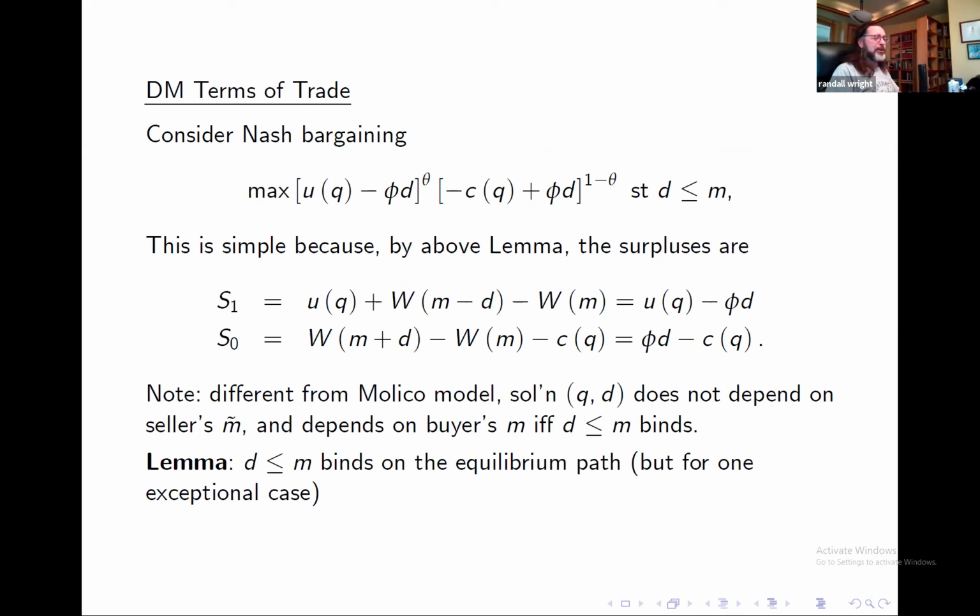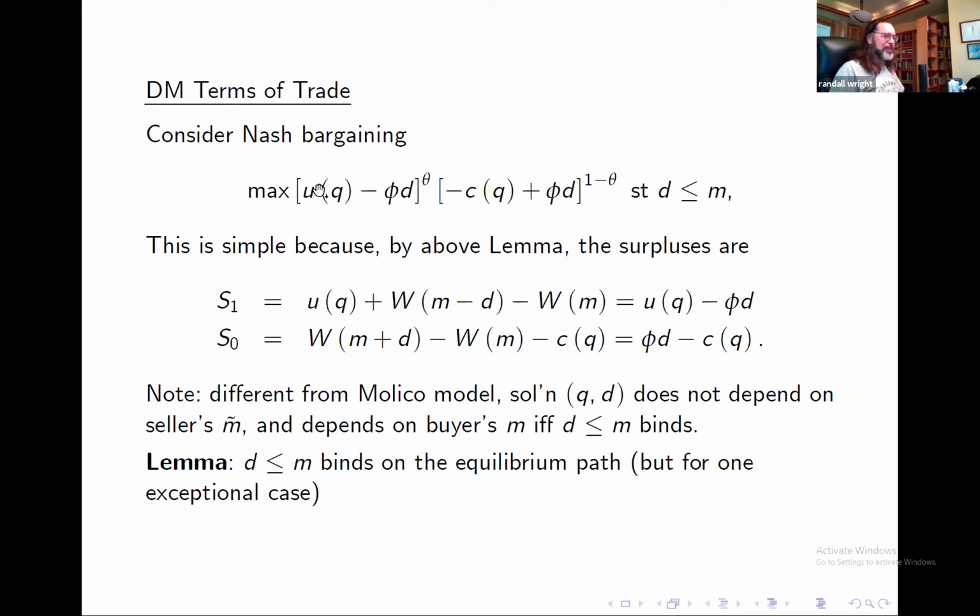Moreover, let's go back to terms of trade. Let's consider Nash bargaining, just following up on Malik. You know, in Malik, you maximize the Nash product. Here's the surplus of the buyer. Here's the surplus of the seller. But look, because W is linear, the surplus of the buyer is just U of Q minus phi D, and the surplus of the seller is phi D minus C of Q. So it's basically a static bargaining problem, because the entire future value of acquiring more wealth, in this case, more cash, is totally summarized by what that's going to do to your centralized market value function. And in particular, following up on I think it was Derek's question, I forget who asked it, you don't need to know the money holdings of the counterparty because they don't even enter the Nash problem.